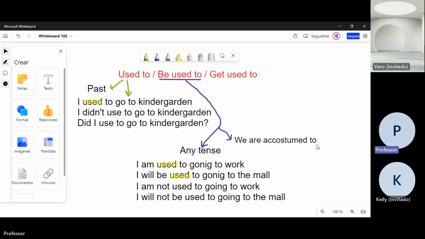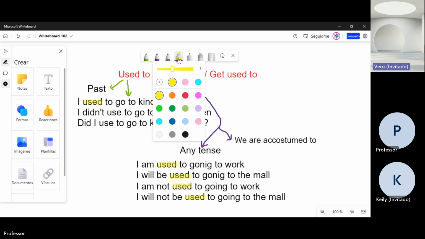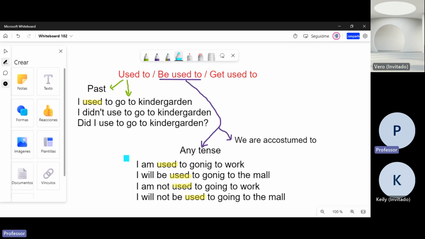Okay, so as you can see, in both sentences, it doesn't matter if it's negative or not, we keep using used. Okay? Now, the other thing that we need to pay attention to here is in the first examples, when we use used to, after used to, we use the verb in its base form. We say go. I used to go. But when we're talking about be used to, we don't say go, we say going. Okay, going.